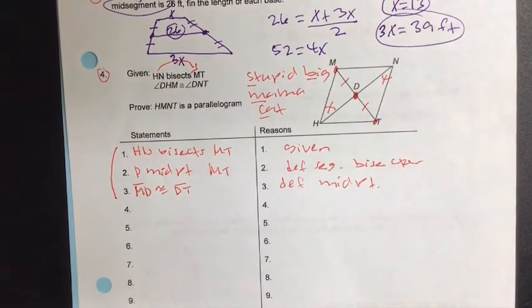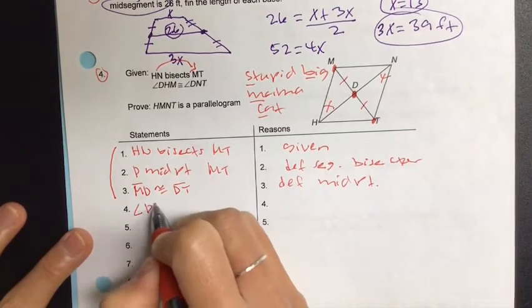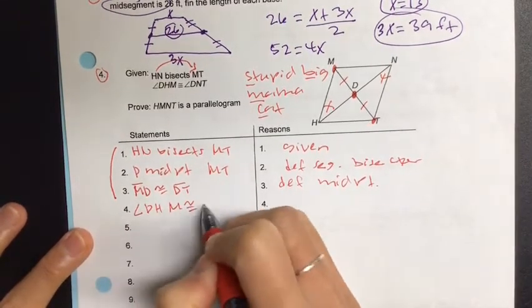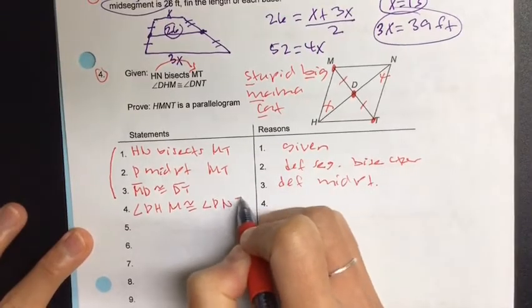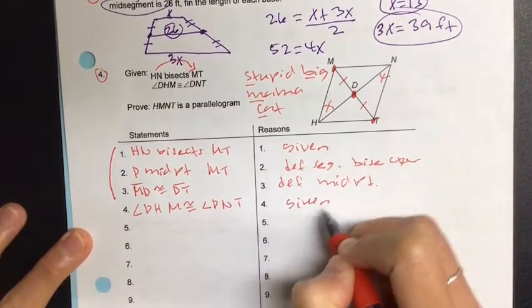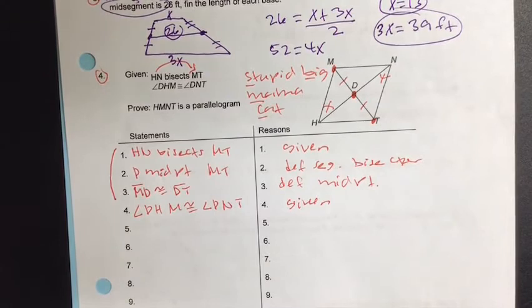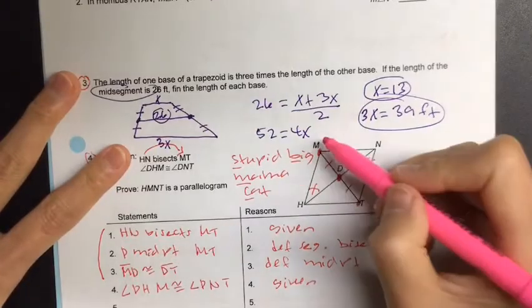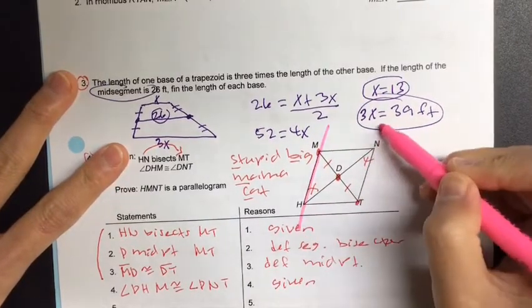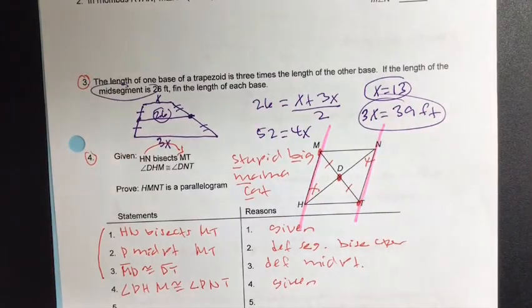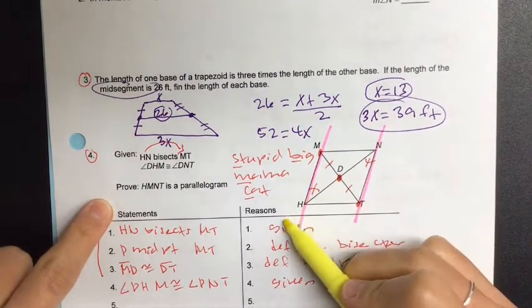So now that we're done analyzing the first given, let's go on to the second given. Angle DHM is congruent to angle DNT, and that's by the given, of course. Something I want to mention in regards to those 2 angles: if I make 2 lines that would bound this, it's a transversal.